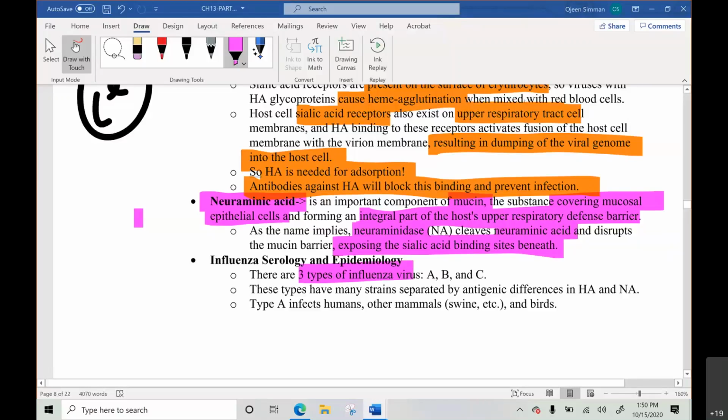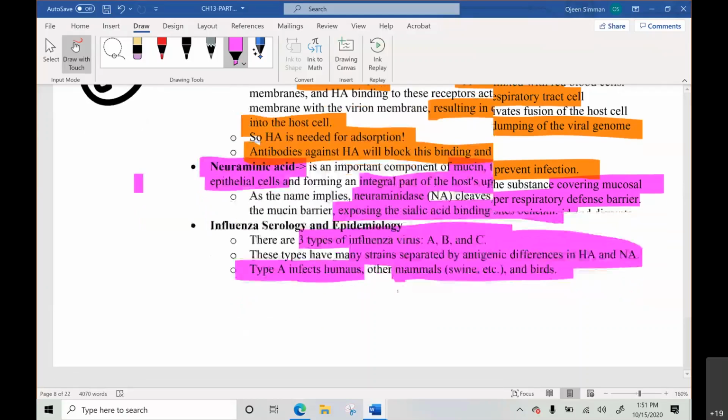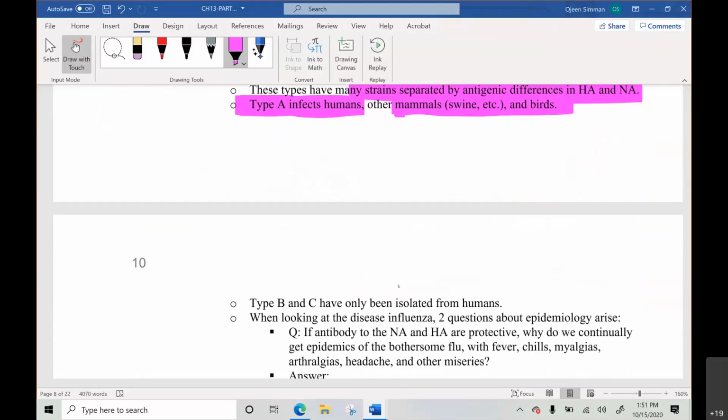All right. So there are 3 types of influenza viruses: A, B, and C. And as I said, there are many strains, and the strains are categorized by antigenic differences in the glycoprotein spikes. Type A infects humans. It can infect other mammals like swine, and it can also infect birds. Type B and C have only been isolated from humans. They only infect humans.